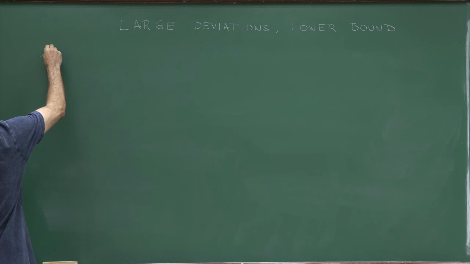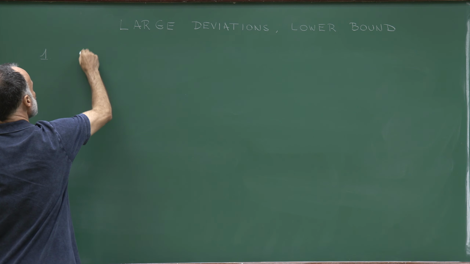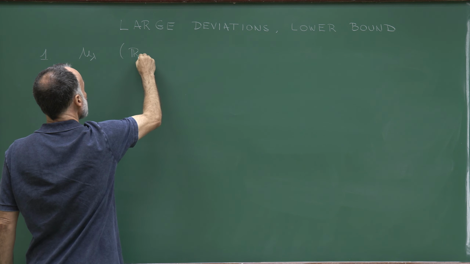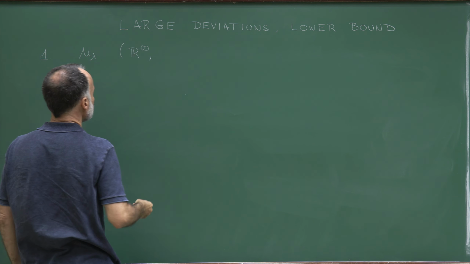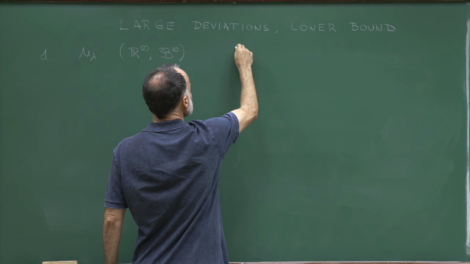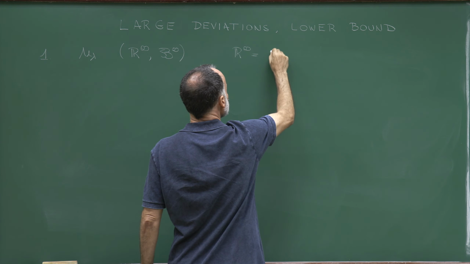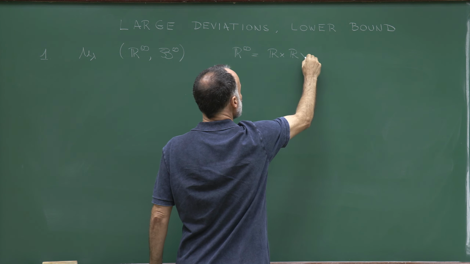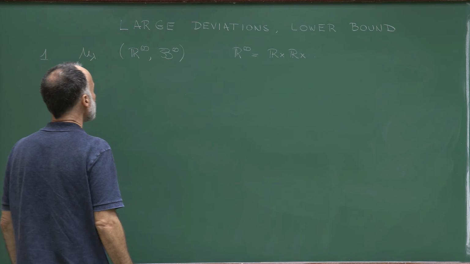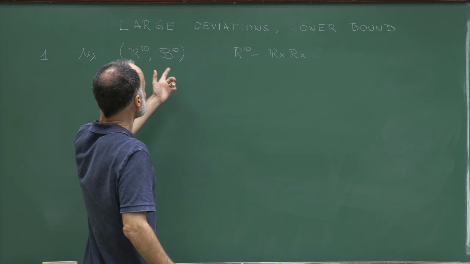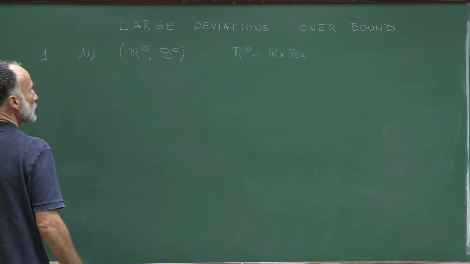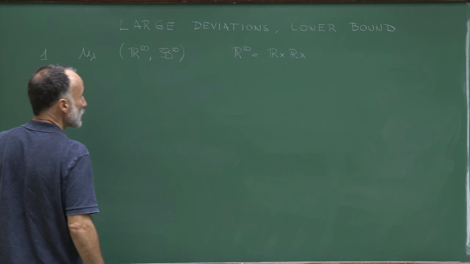So the first step in the proof will be to construct a family of measures mu lambda on the space R infinity times the Borel B infinity. So R infinity is just the product of R with R a countable number of times. So this is the space of all sequences of real valued numbers, and B infinity is the sigma algebra generated by the cylinder functions. This you certainly have seen in measure theory.